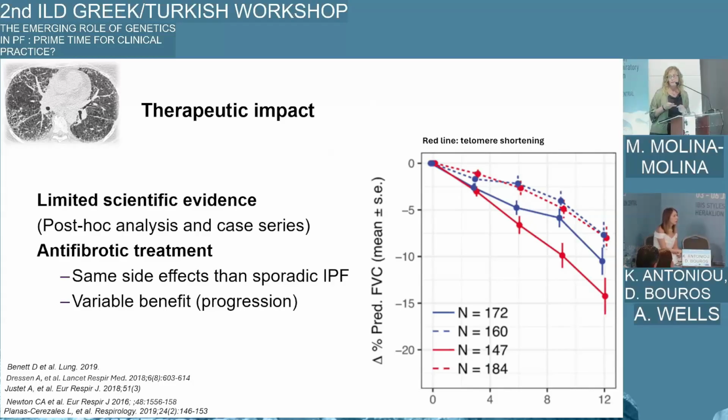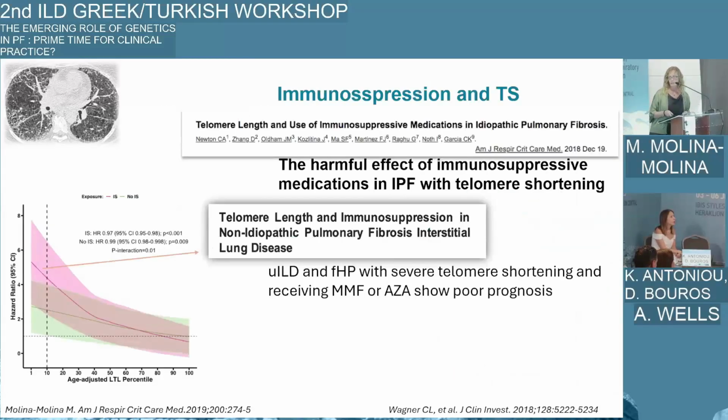the effect or the benefit is variable in terms of progression. Here you see a post-hoc analysis of the CAPACITY and the ASCEND studies, looking at this red line, those patients with IPF and telomere shortening. If you see the placebo arm, the prognosis was worse, but when you see the treatment arm, the effect of the treatment is quite similar to those without telomere shortening.